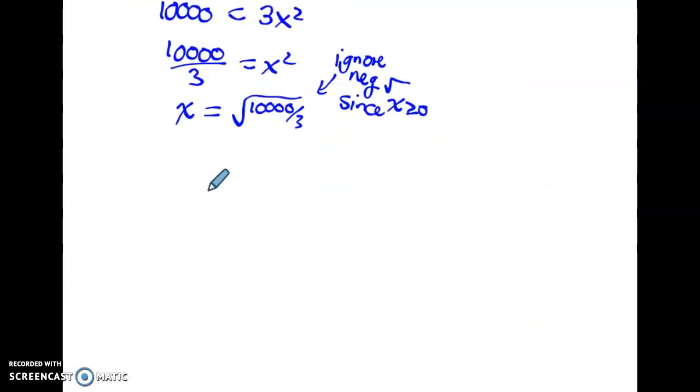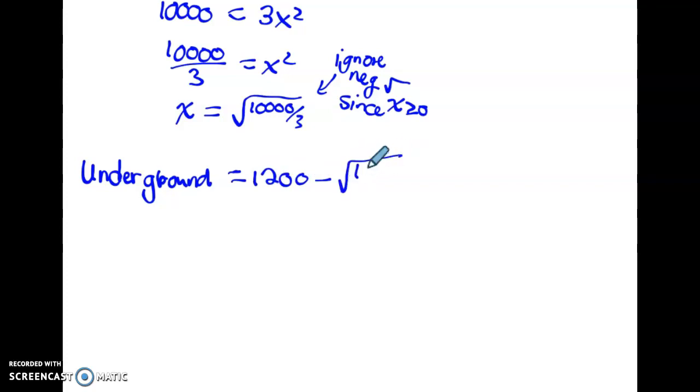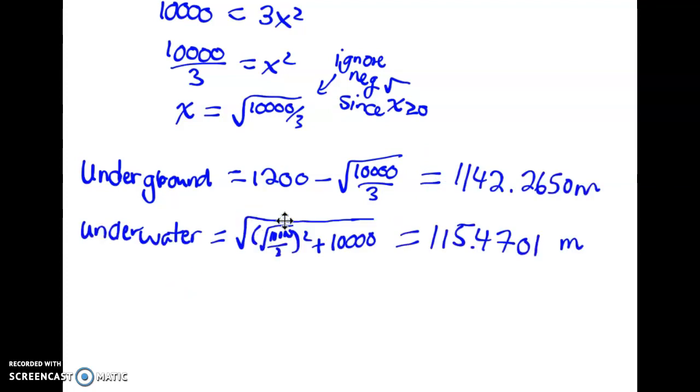So if we go back to the bottom here, the underground, which I can spell, is going to equal 1200 minus the square root of 10,000 over 3. And then we're also going to do the same thing for the underwater. Okay, so by plugging our x into the expression that we had for r, which was the amount of cable underwater, we get that there is 115.4701 meters of cable underwater.